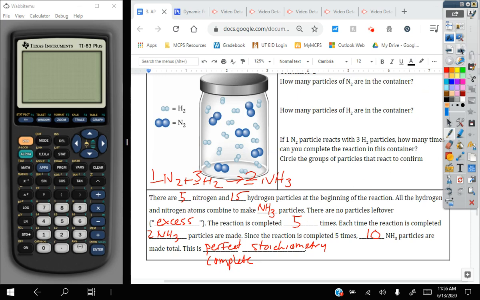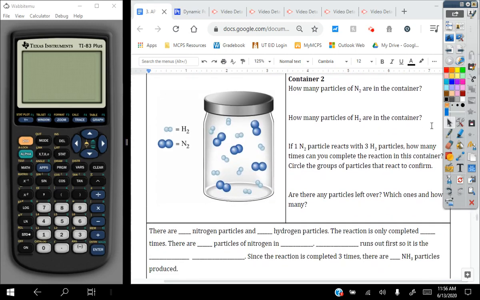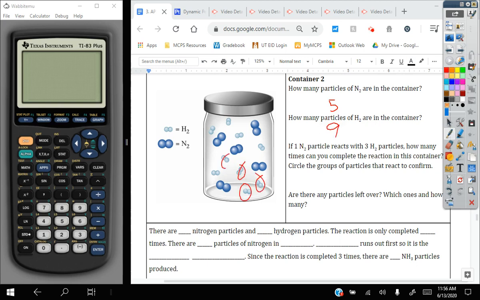Now that's container 1. What happens if it is not perfect stoichiometry? What happens if the ratios are not balanced? Let's look at this container. I've got 1, 2, 3, 4, 5 nitrogen particles again, but this time I've got 1, 2, 3, 4, 5, 6, 7, 8, 9. I've got 9 H2 particles.